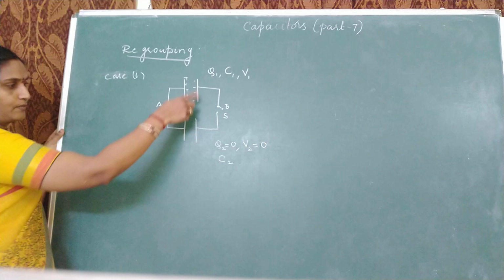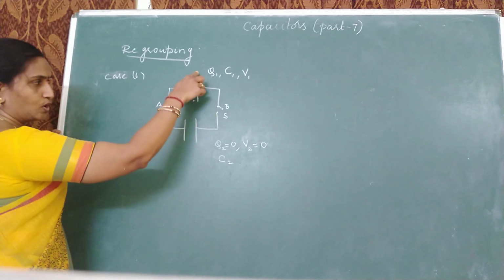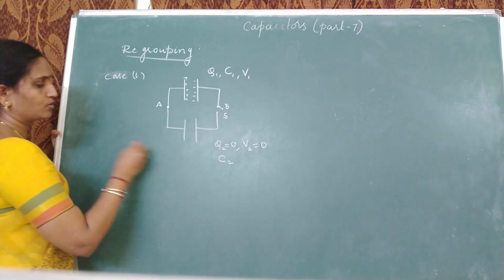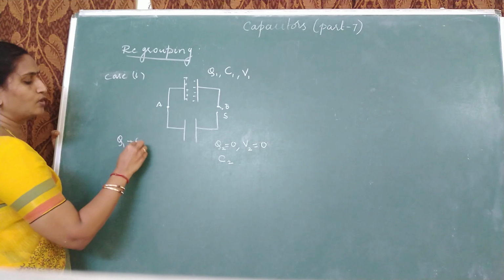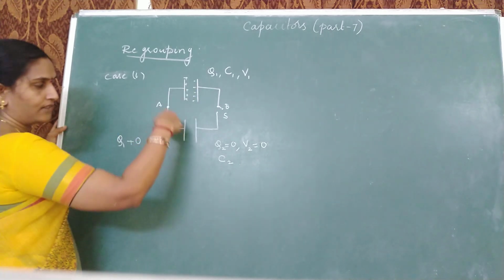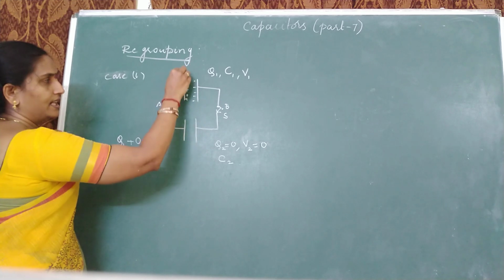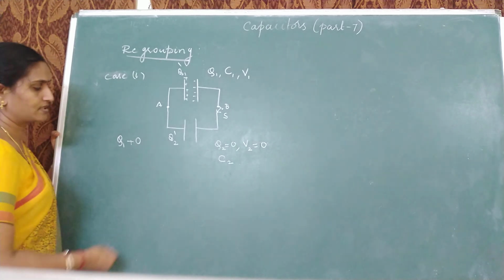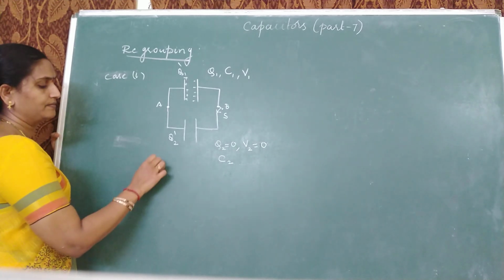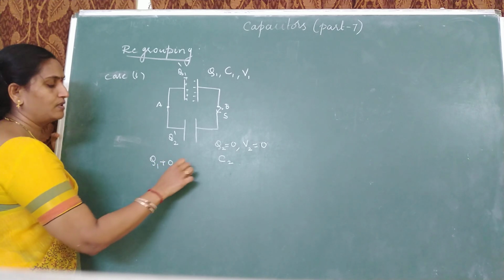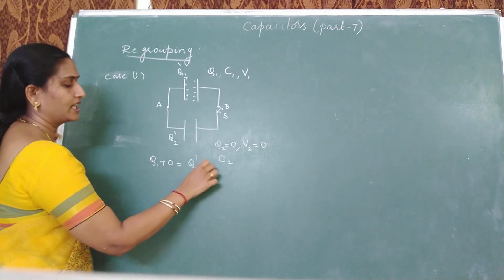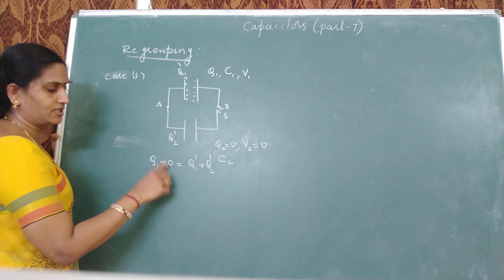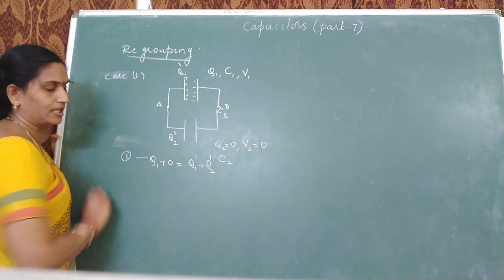Now let us start. Because there is no battery connected to the system, total charge before connecting them was Q1 plus Q2. Anyway, Q2 is 0. After connecting, or closing the switch, let the charge on this be Q1 dash and charge on this be Q2 dash. So total charge before connecting must be equal to total charge after connecting. That is Q1 dash plus Q2 dash should be equal to Q1 plus Q2. I'll call this equation 1.